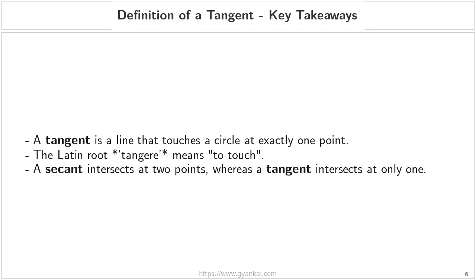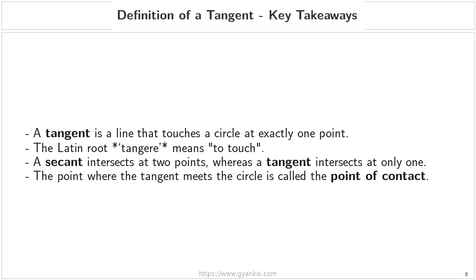Now, I want you to be very careful not to confuse this with what we studied in the previous slides, the secant. As we compared them, remember that a secant intersects the circle at two distinct points, whereas a tangent, as we've established, intersects at only one. Finally, there is a specific term you must use in your exams. The exact spot where the tangent meets the circle is formally known as the point of contact.